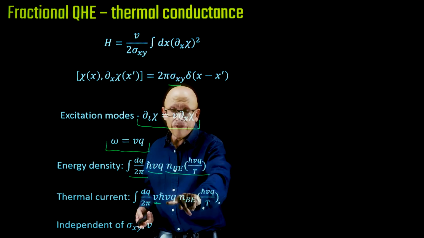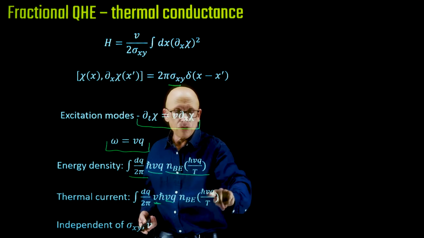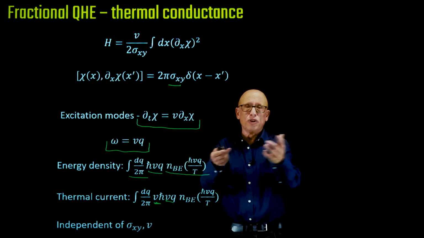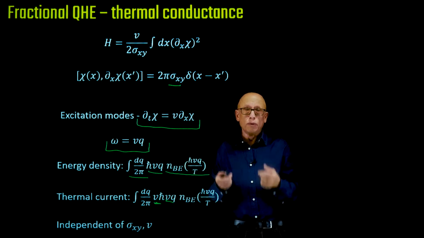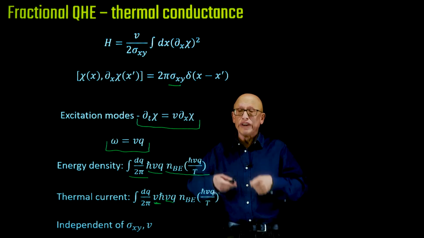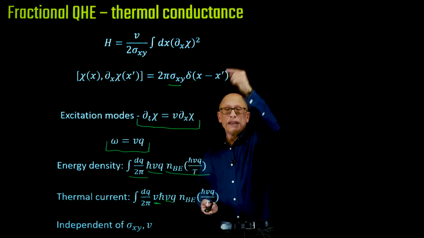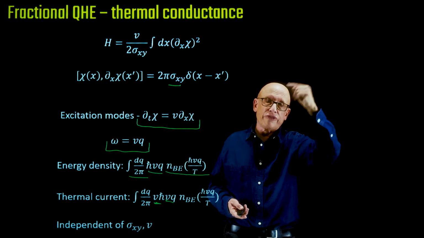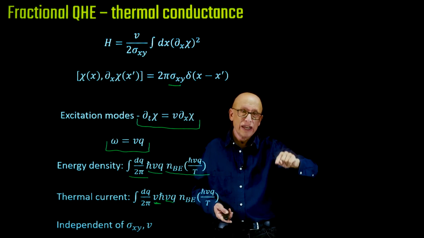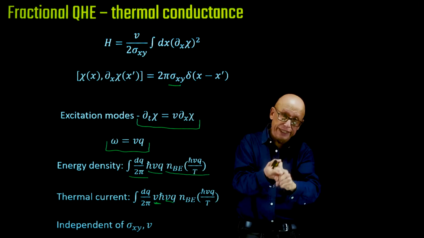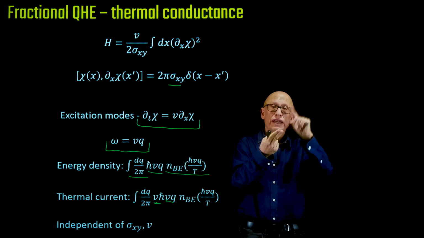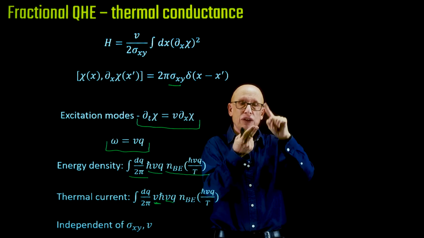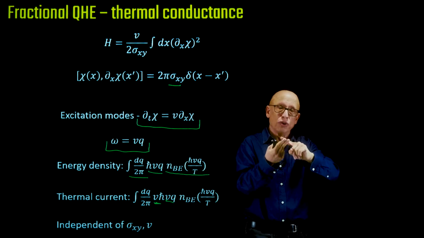Because you see here, v times q, v times q, v times q, you can absorb the velocity into q and change the variables to have an integral over energy. So the thermal conductance of a fractional quantum Hall edge does not depend on velocity, it's universal, and does not depend on the type of fractional quantum Hall edge that you're looking at.